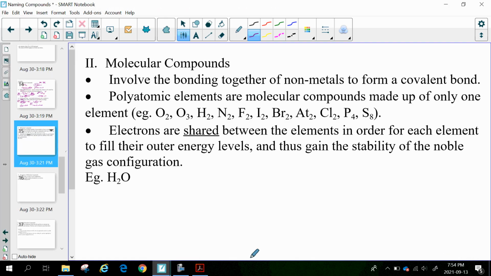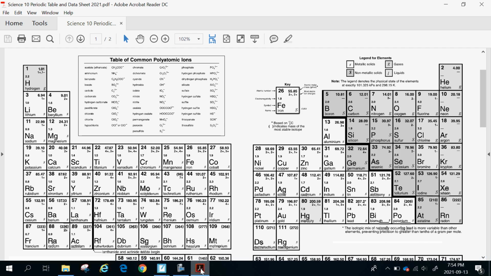I'm just going to pull up the periodic table that you have, just to remind you of a couple of things. So for ionic compounds that we talked about, what we have is a metal from the left-hand side of the staircase. It forms the positively charged cation, transfers electrons to a nonmetal on the right-hand side of the staircase, forming the anion with a negative charge, and then they're attracted to each other because opposites attract, and that forms an ionic bond.